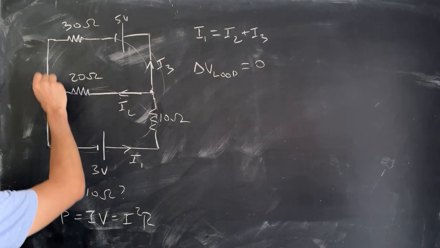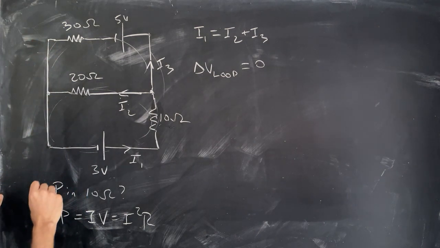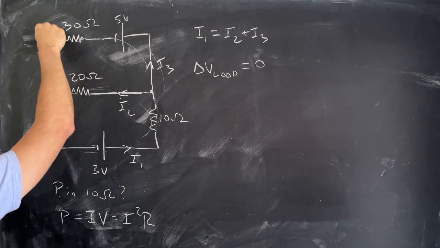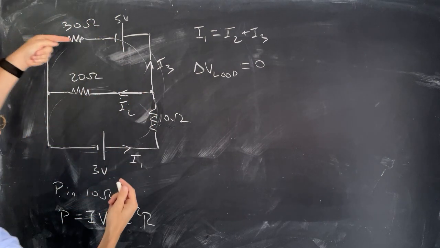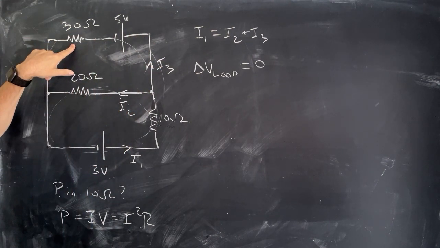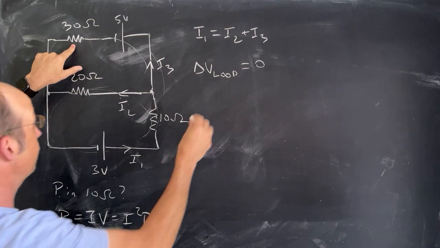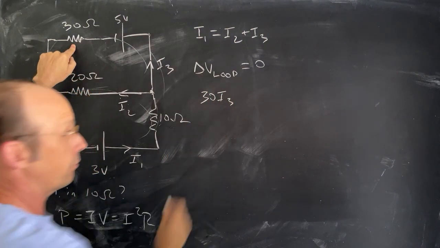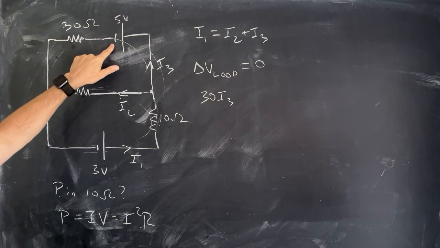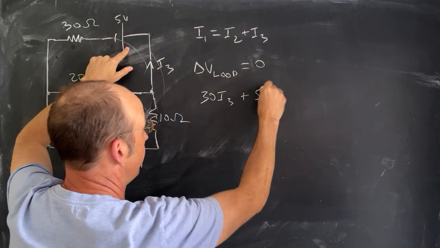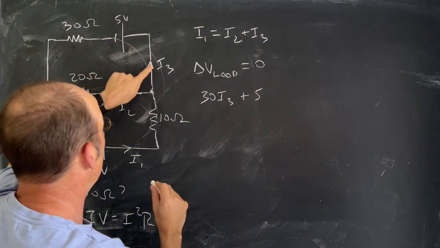Okay, so I'm going to start here. I'm going to go up here. I'm on this wire, and we're assuming perfect wire, so there's no change in potential on that. Now I'm going this way. Notice that I'm going this direction, but the current is that way. So I'm going to get a positive potential change across this. It's going to be plus 30 I3. Now I go from the negative to the positive side of the battery, so that's going to be a positive change in potential, plus 5. I'm leaving off the units. And then I'm coming down here.